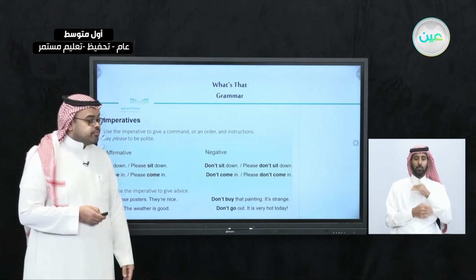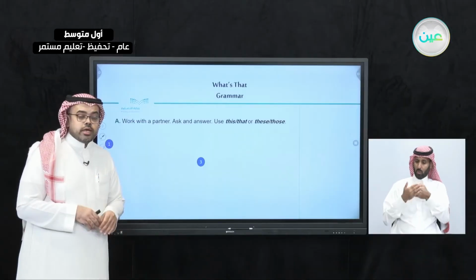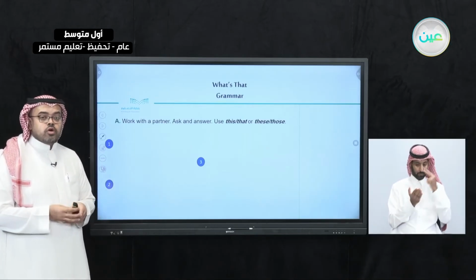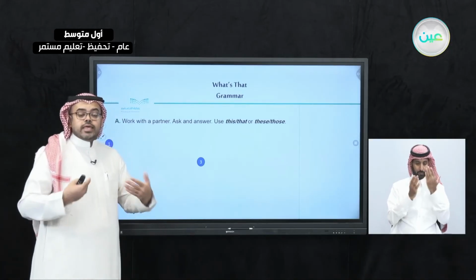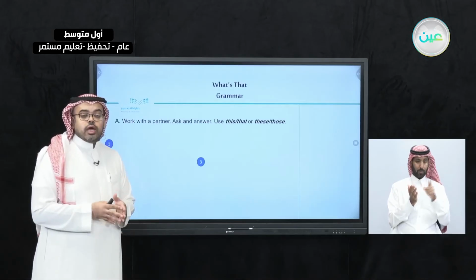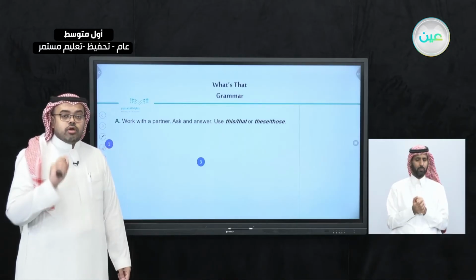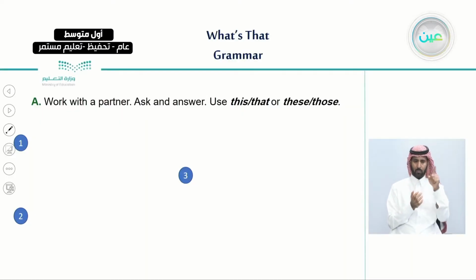So now I would like you please to go to the following exercise, which is: I would like you to work with a partner, ask and answer, use this or that or these or those. So on your books on page 20, I would like you to have a look at the pictures you can see in front of you. For example, picture number 1. When you have a look at this picture, then we, me and you, can make questions and also answers based on this picture. So for example, if you have a look at picture number 1, we can come up with a question like this.